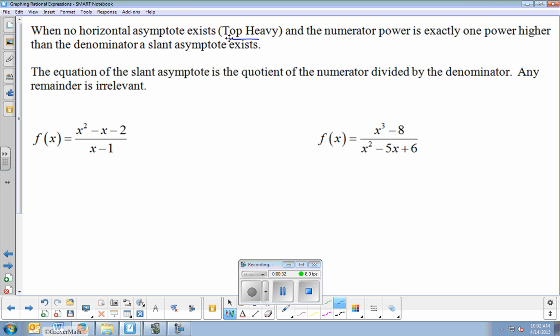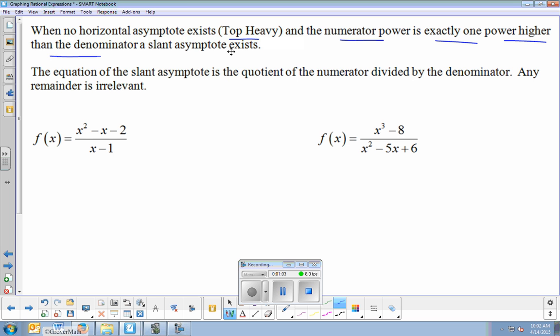Whenever it was top heavy, meaning the top exponent was larger than the bottom highest exponent, that meant that there was no horizontal asymptote. Well, it turns out that in a top heavy scenario, there's definitely no horizontal asymptote, but there may be a slant asymptote. But it only exists in a specific case. It only exists if the numerator power is exactly 1 power higher than the denominator.